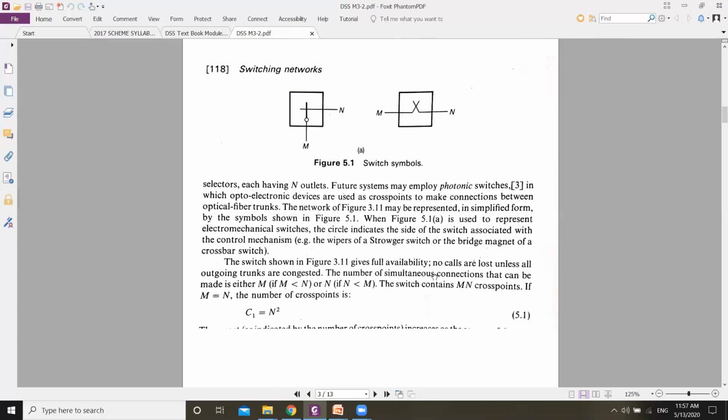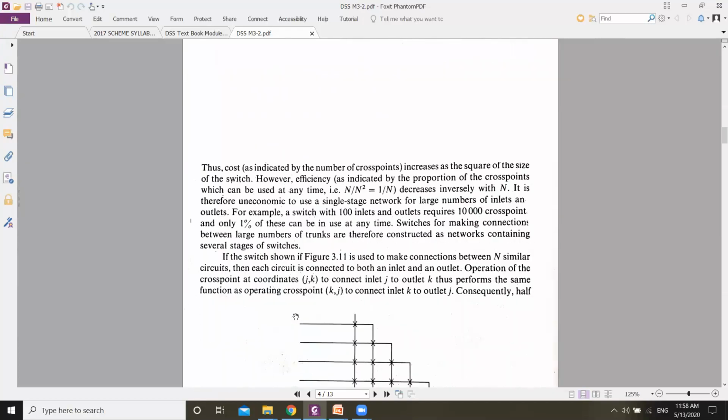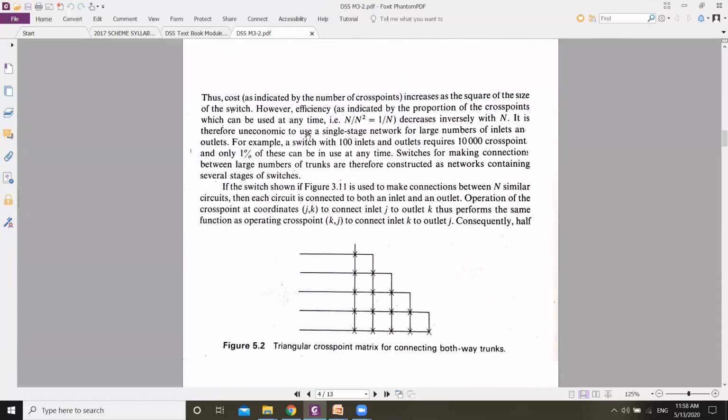If M is equal to N, if the number of inlets and outlets are equal, then the number of cross points will be N square. That is what he's trying to say. If they are not equal, the number of cross points will be M into N. If they are equal, the number of cross points is N square. Thus, the cost increases as the square of the size of the switch increases.